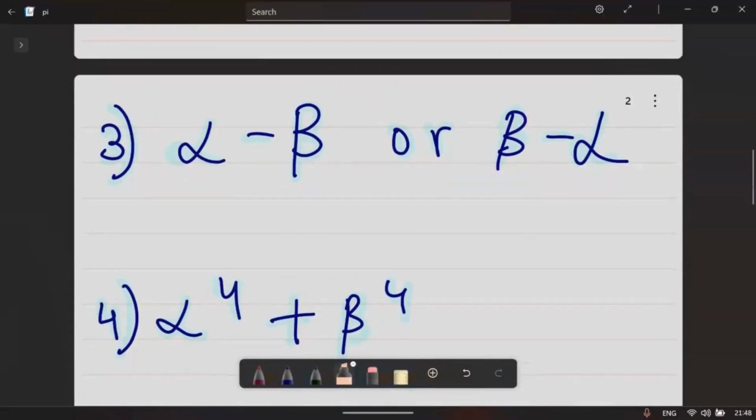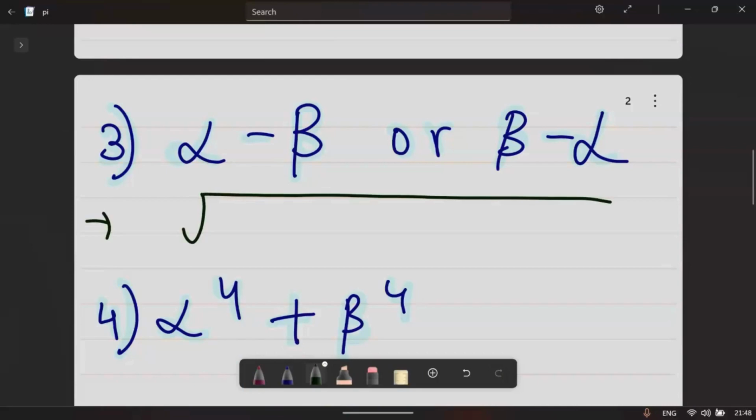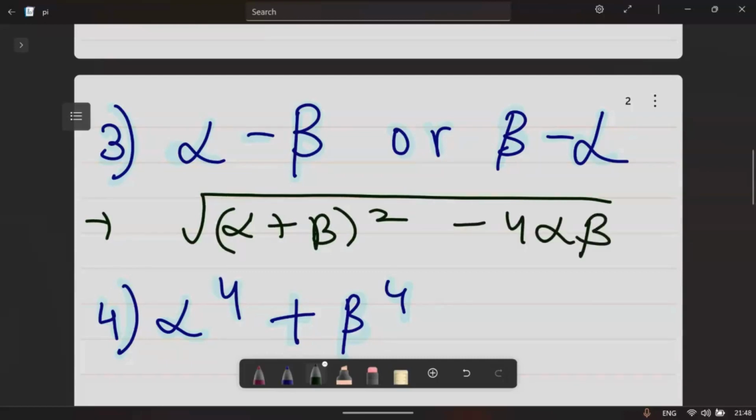Now the third identity we have is another very important identity. This is under root, okay, under root alpha plus beta whole square minus 4 alpha beta. Again, you see that it is in terms of alpha plus beta and alpha beta, right? If your identity is not in terms of alpha beta or alpha plus beta, it is going to be very tough for you to solve it, right? So make it in terms of alpha plus beta or alpha beta.